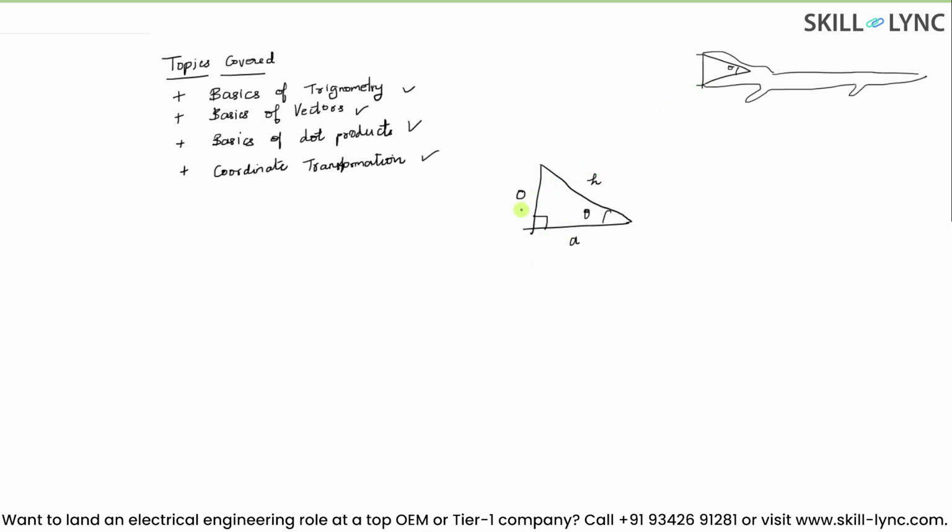Now once you have this, there are so many things that you can calculate. The first thing that we all know is cos of theta. Cos of theta is what? It's adjacent side by hypotenuse. In other words, the length of the adjacent side is nothing but h cos theta. And sin theta is nothing but opposite by hypotenuse. So the length of the opposite side is h times sin theta.